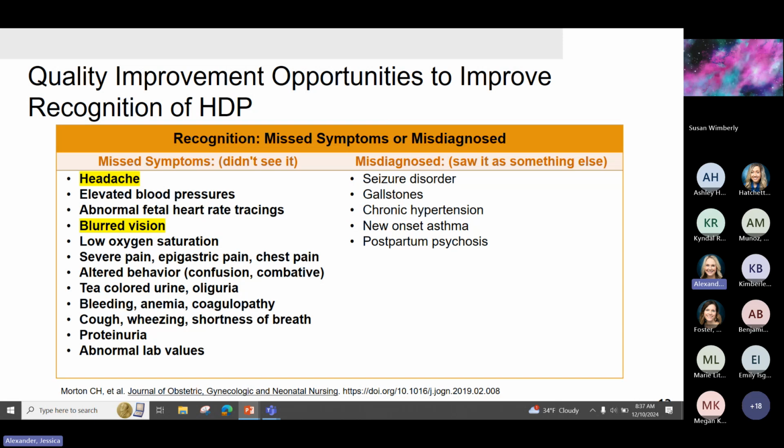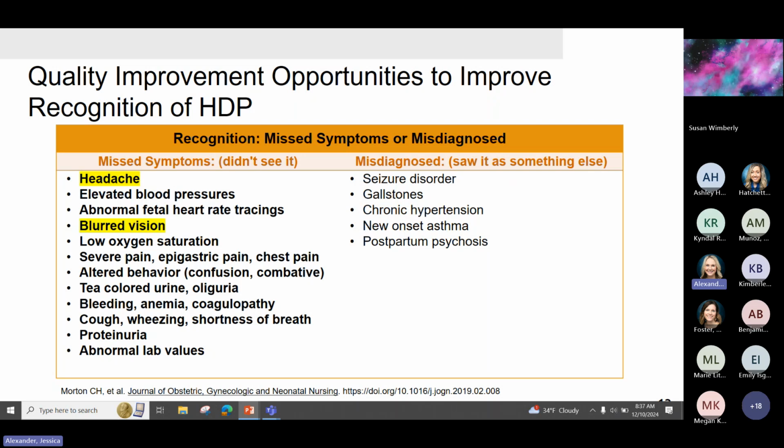Quality improvement opportunities to improve recognition. These are kind of the classic symptoms, but missed symptoms, we just didn't see it, whether it's headaches, elevated blood pressures, abnormal fetal monitoring, blurred vision, low oxygen sats, severe pain, altered behavior, bleeding, anemia, coagulopathy, shortness of breath, abnormal lab values. I've highlighted headaches and blurred vision.